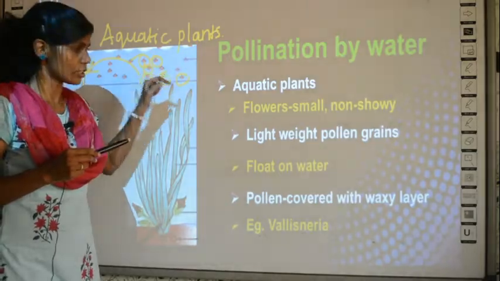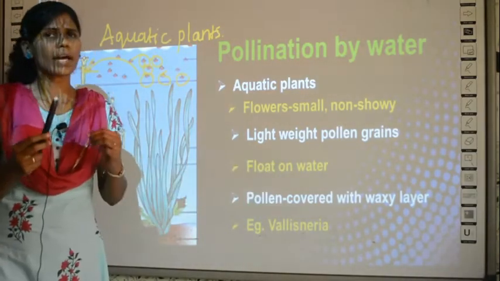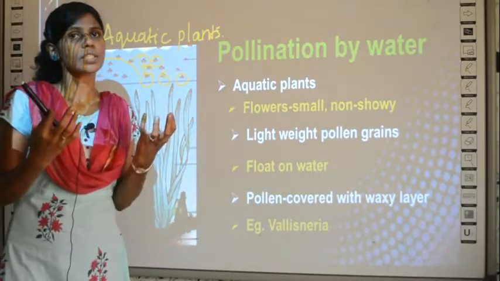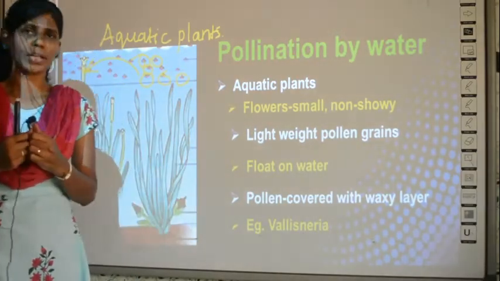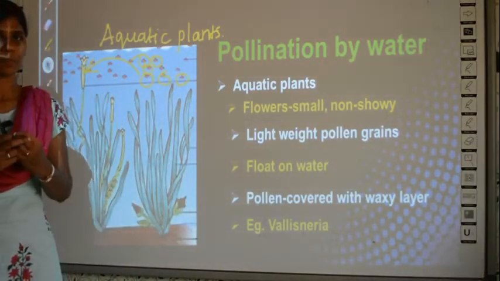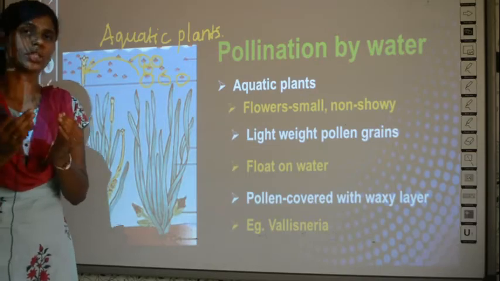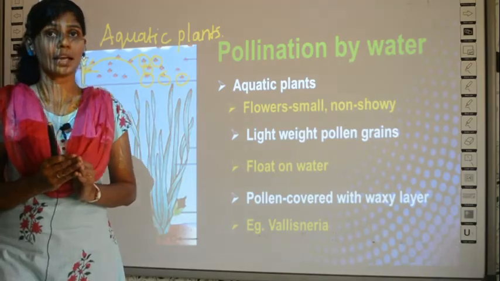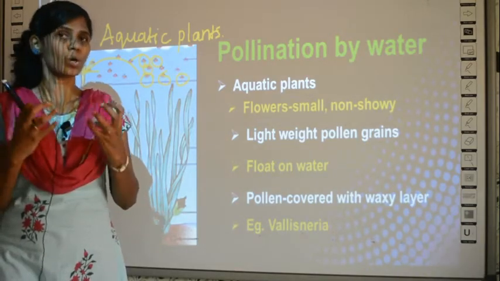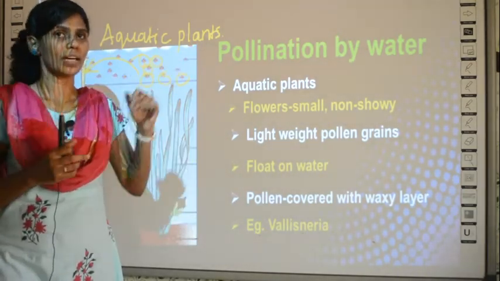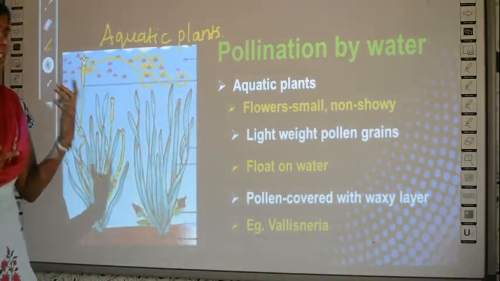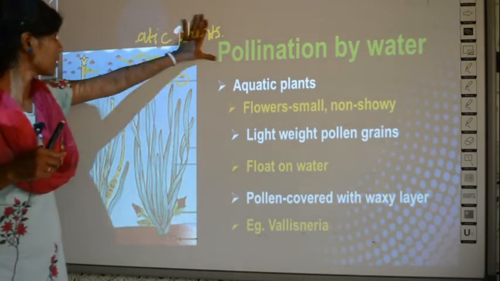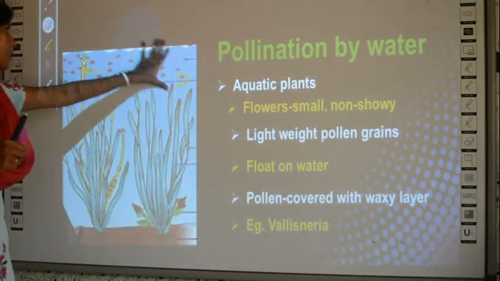And also one more special property they have, the pollen grains are covered with a waxy layer. There is a coating like structure which is a wax like substance so that it is protected. So this waxy layer's function is to protect the pollen grains from any external damage. So it is not damaged though it is carried away by the water. This is about the pollination in water, water as a pollinating agent.